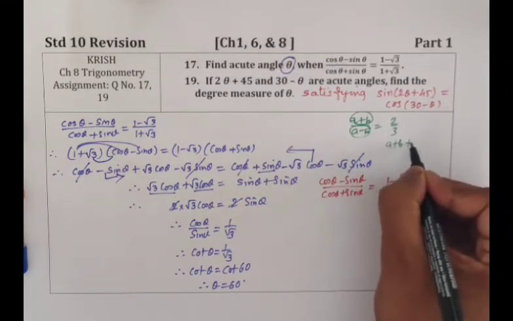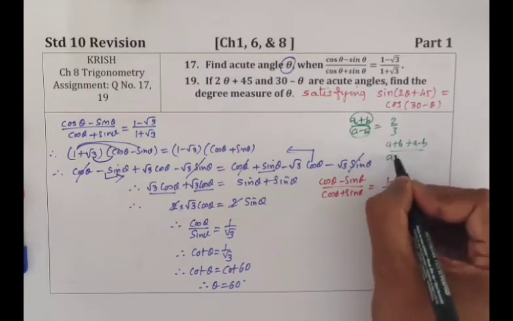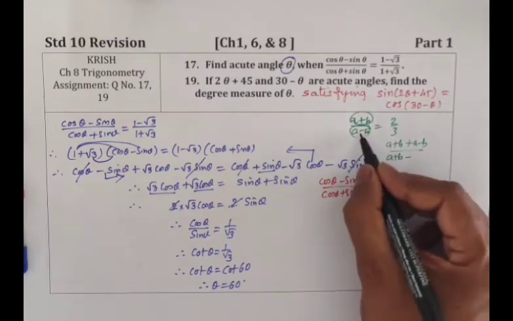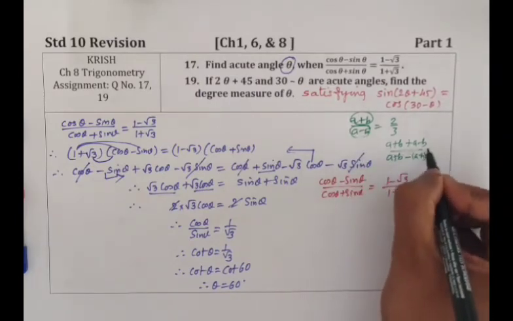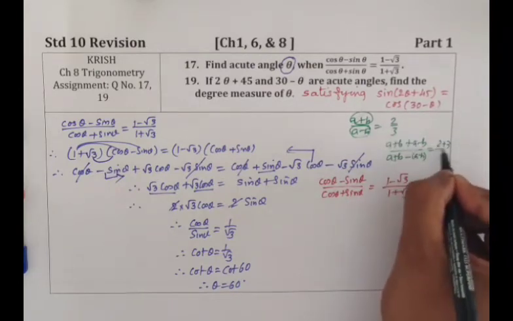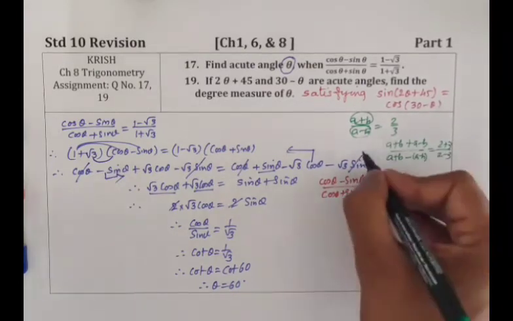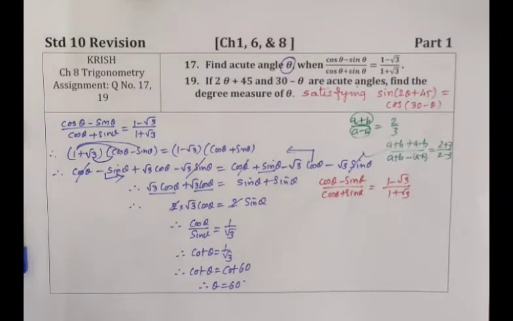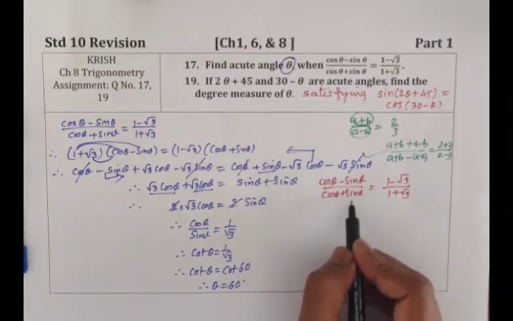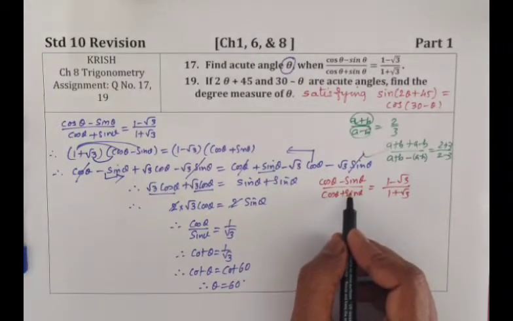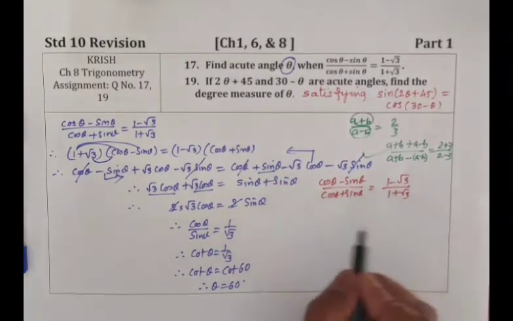A plus b plus a minus b upon a plus b minus a minus b is equal to 2 plus 3 upon 2 minus 3. This is an example of using componendo dividendo. So yes, the situations are perfect for the use of componendo dividendo, not only on the left hand side but also on the right hand side.